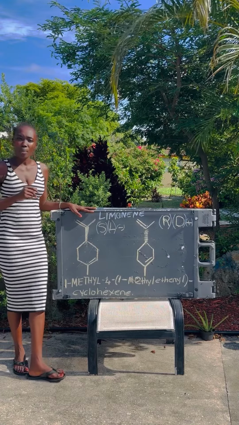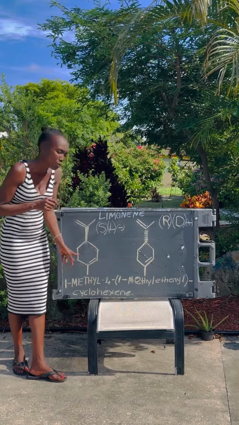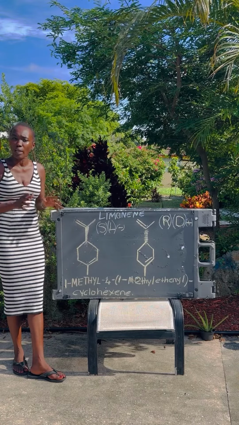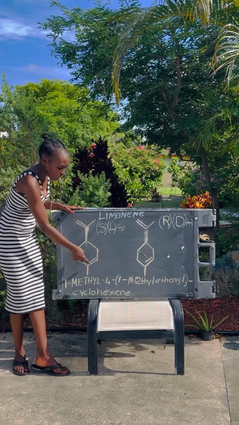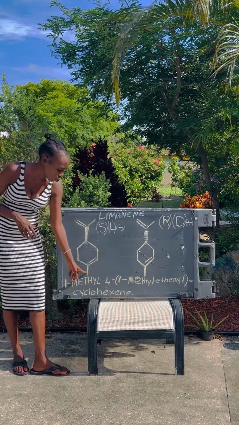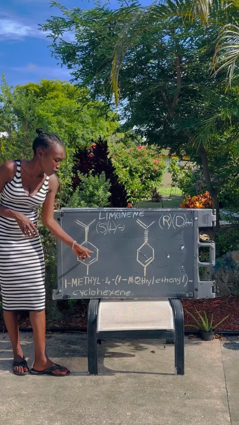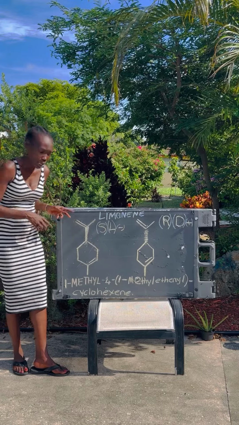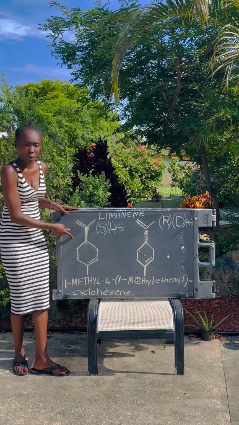Your longest carbon chain will go to your cyclohexene ring, right? And your top priority number 1 carbon will go to the carbon with your double bond. So 1, 2, 3, 4. On your number 1 carbon, you have a methyl group, right? And on number 4 carbon, you have a 1-methyl-ethenyl group on the cyclohexene, right?